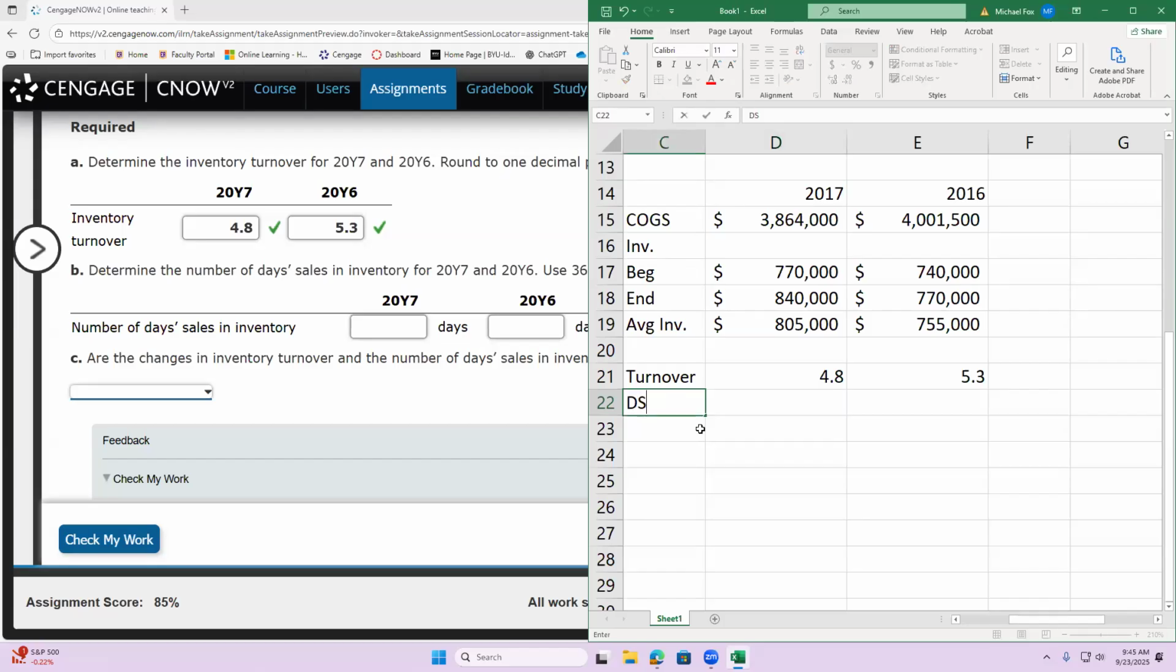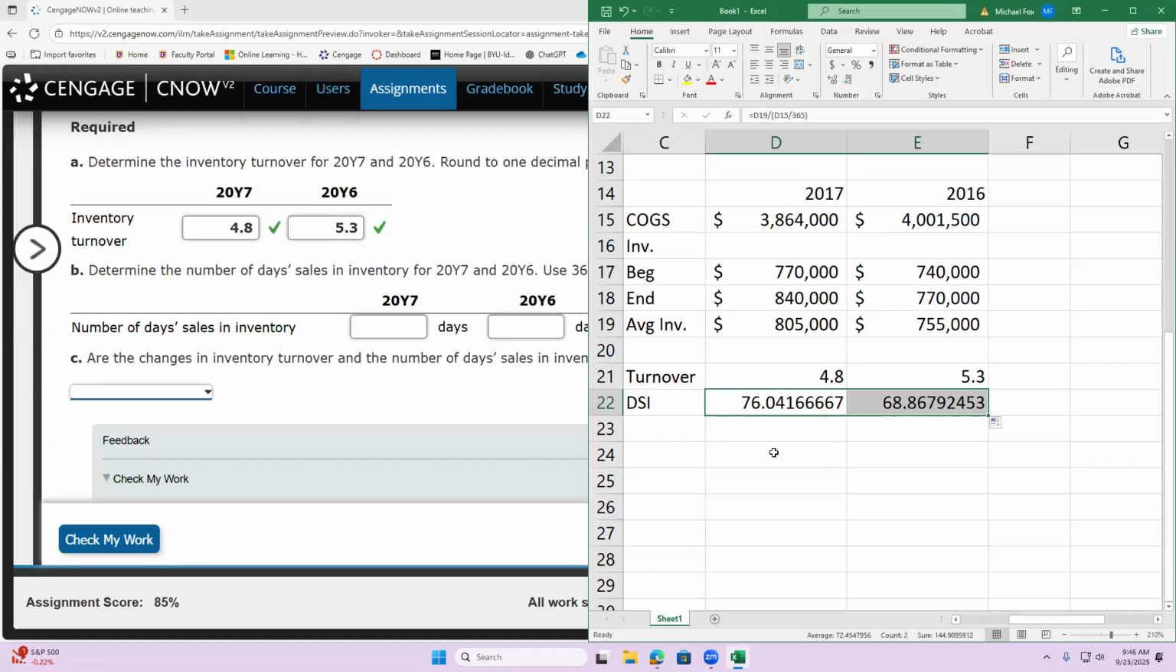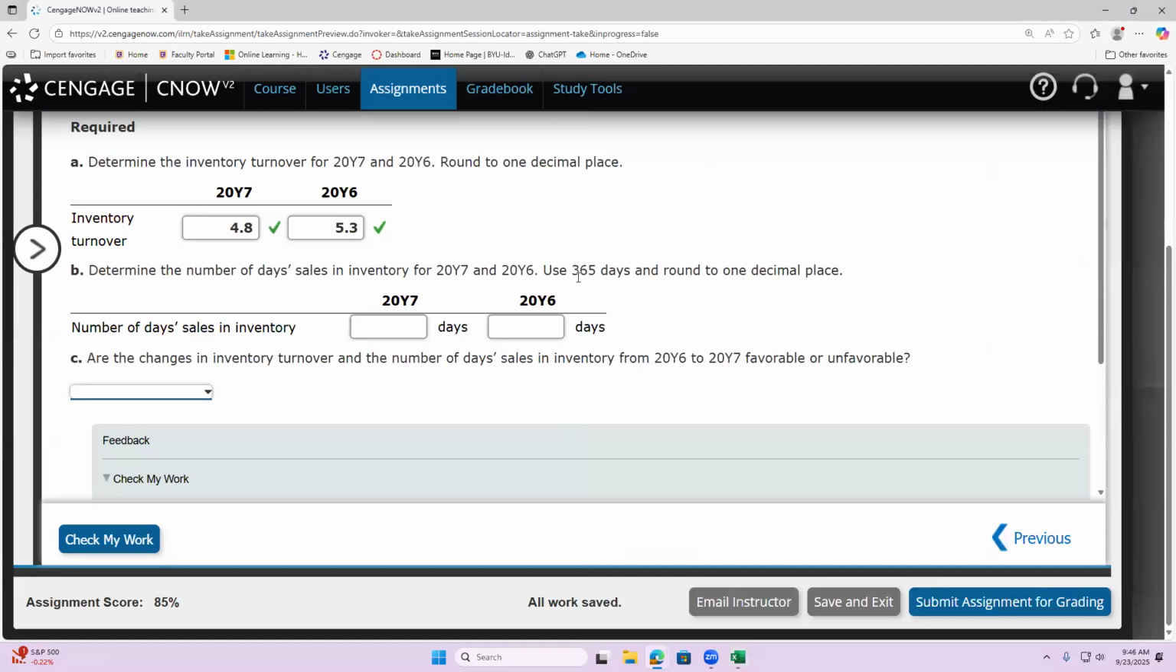So I'm going to call that days sales in inventory, or DSI. The formula is the average inventory divided by the cost of goods sold per day, or, whoops, average inventory divided by cost of goods sold. And since this is for a year, divided by the number of days in a year. Does that make sense? So what is it going to tell us to round to? It tells us use 365 days and round to one decimal place.